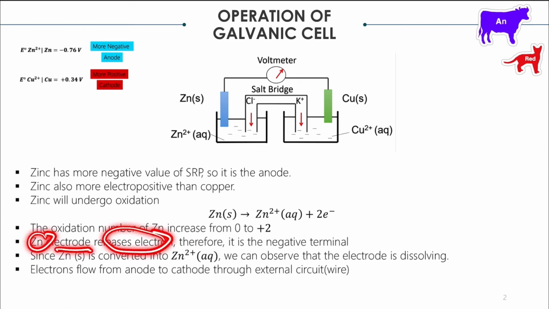The zinc electrode releases electrons, therefore it is the negative terminal. Since the electrode is converted into Zn2+ ions, we can observe that the electrode is dissolving. Electrons will flow from anode to cathode through the external circuit, which is the wire.